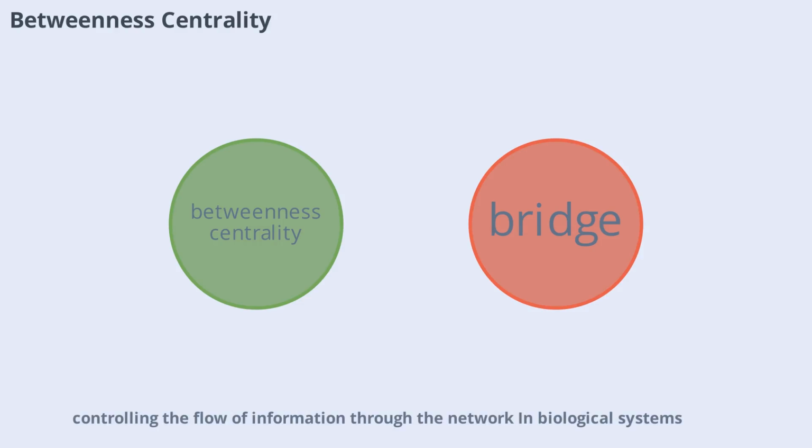In biological systems, these nodes may represent key regulators or bottlenecks. Understanding betweenness centrality helps researchers identify critical points for intervention, such as drug targets or control points in metabolic pathways.